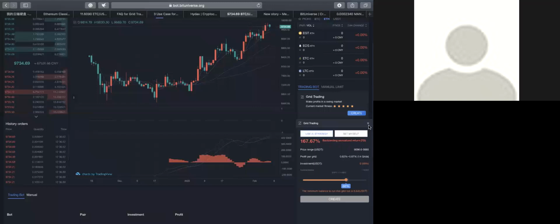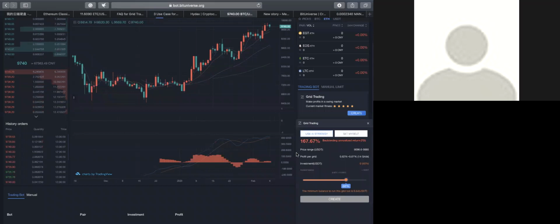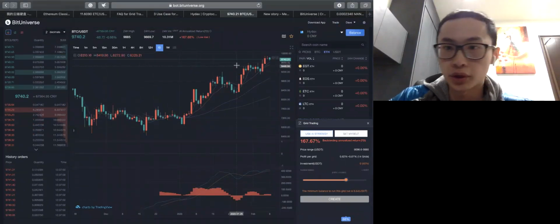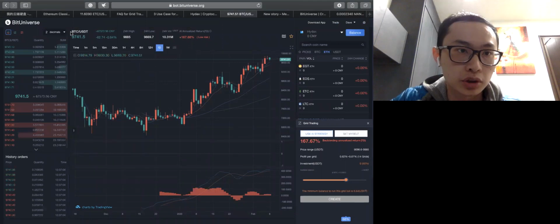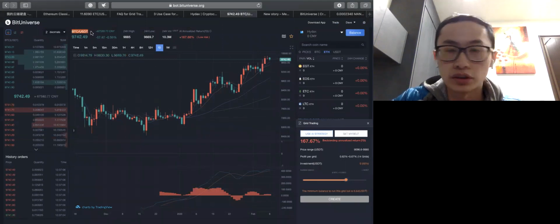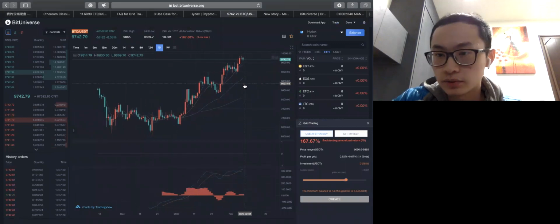Yeah, for most of the new users, we can just use this AI strategy and it will automatically help you set up a strategy, and you just need to decide how much money you want to put in to do this swinging trading. If you don't know which pair to trade, I will suggest you could try Bitcoin versus USDT pairs, and just go with the AI strategy.